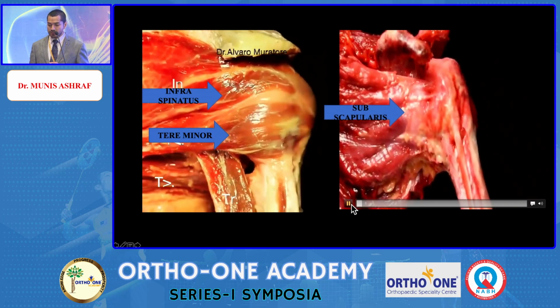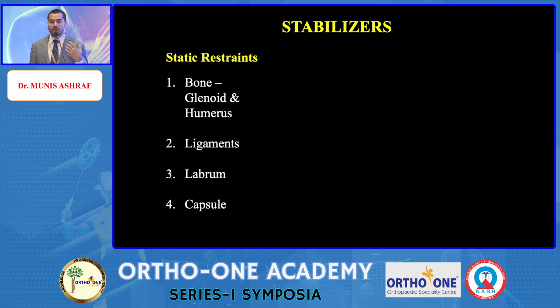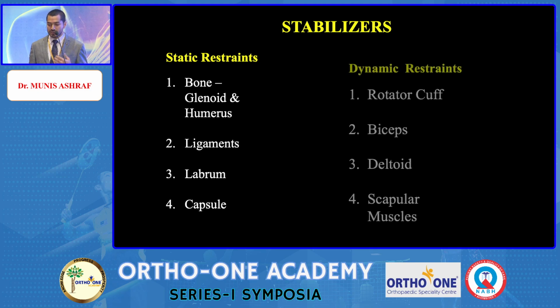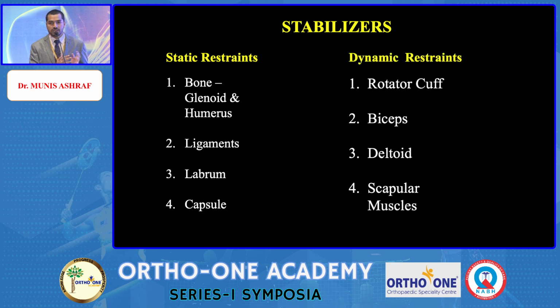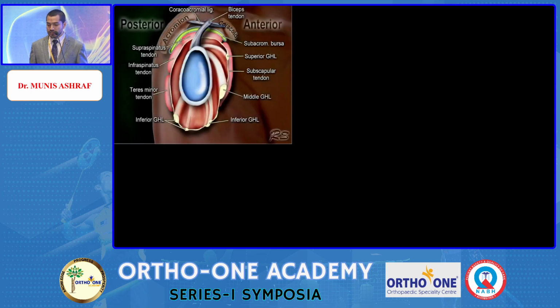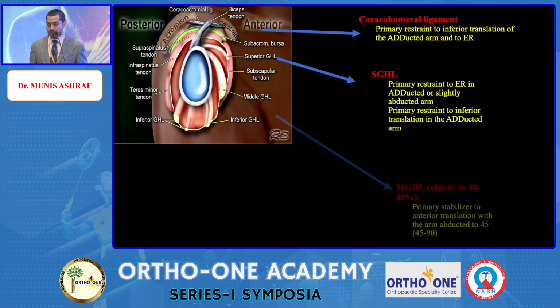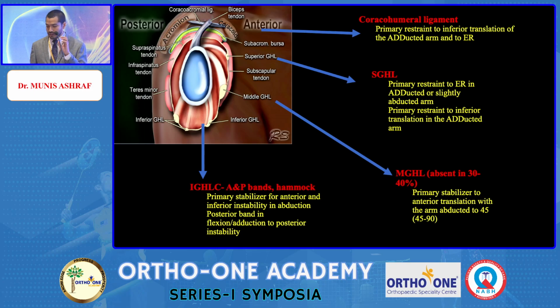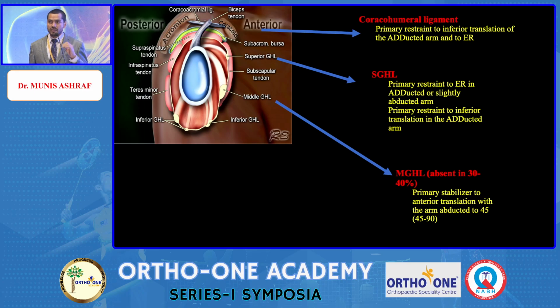The next thing we have to see is how the shoulder joint is held in place. That is with the help of all these structures, namely the bones, the glenoid and the humerus. This is for the physios, okay? Glenoid and the humerus, ligaments, the labrum and the capsule, and the muscles we just saw. So what are the ligaments involved in the stability of the shoulder joint? This is for the physios, I again repeat, okay?